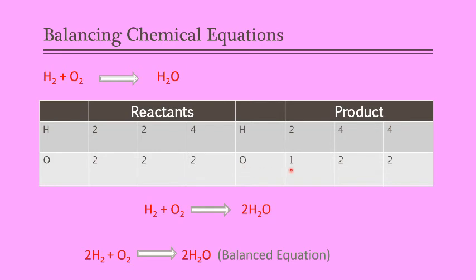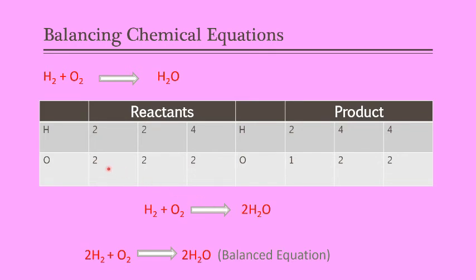So we observe that the number of hydrogen atoms is equal on both the reactant and product sides, but the number of oxygen atoms is unequal. There are 2 oxygen atoms on the reactant side, but only 1 oxygen atom on the product side. To have 2 oxygen atoms on the product side, we multiply H2O by 2 and write 2H2O.